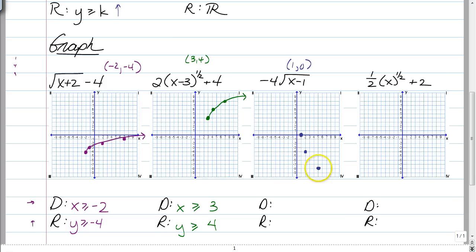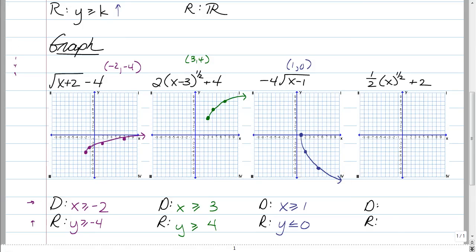And of course you can use your graphing calculator for that. This is what this graph is going to look like. So it's going to be going down very, very quickly because of the multiplier of a negative 4. So it's going down instead of up because of the negative. And that means your domain, since it's going to the right, is still greater than or equal to 1. But your range now is less than or equal to 0 because it's going down instead of going up. So that's the only difference.